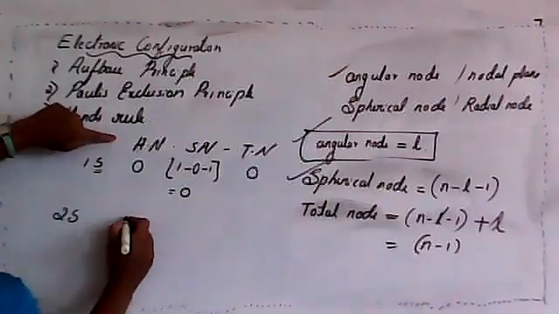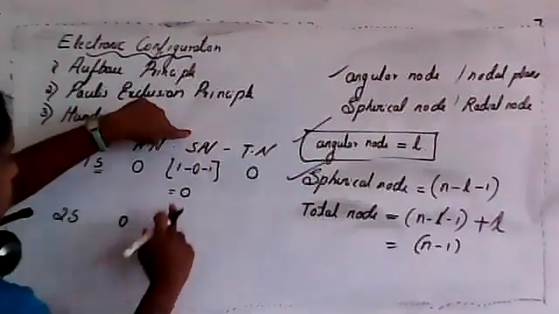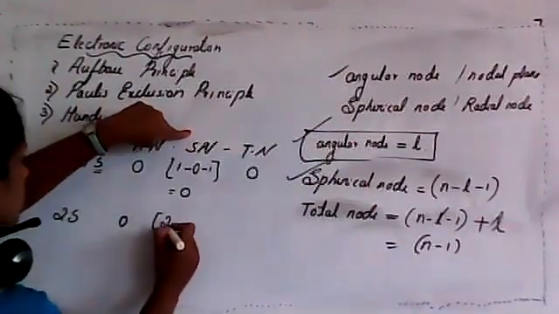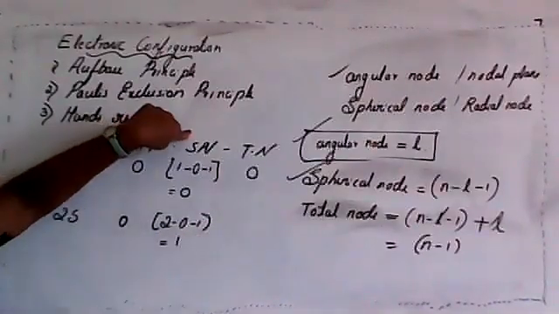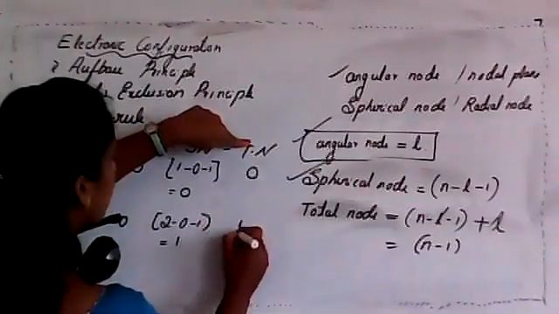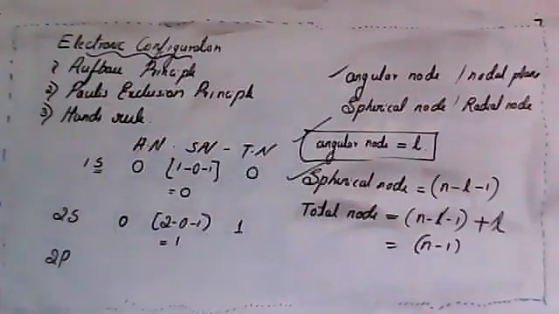Angular node equals 0 for the s orbital. The spherical node is 2 minus 0 minus 1, which is nothing but 1. The total number of nodes, 0 plus 1, is 1, isn't it? Now I'll consider the 2p orbital.